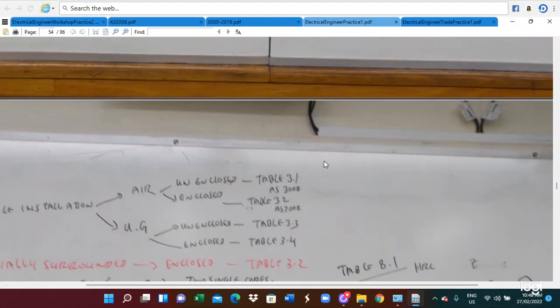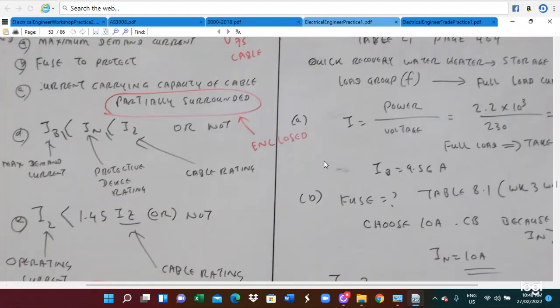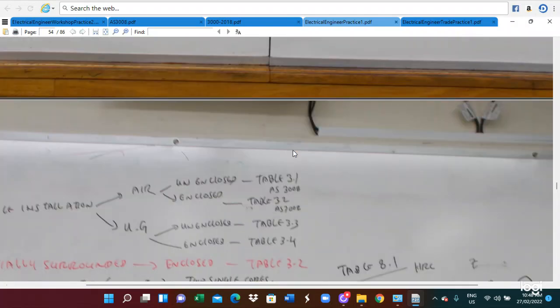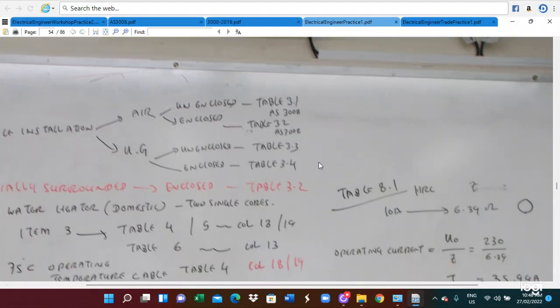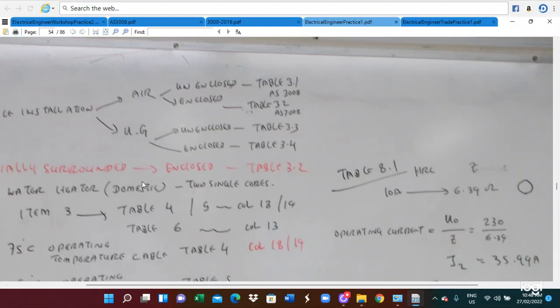Now, this problem is given as partially surrounded by insulation, so that will be enclosed. Therefore, we have to utilize Table 3.2. Another thing is that a water heater is a domestic installation, where two single core cables are utilized. So for two single core cables, we find that we use Table 3.2.